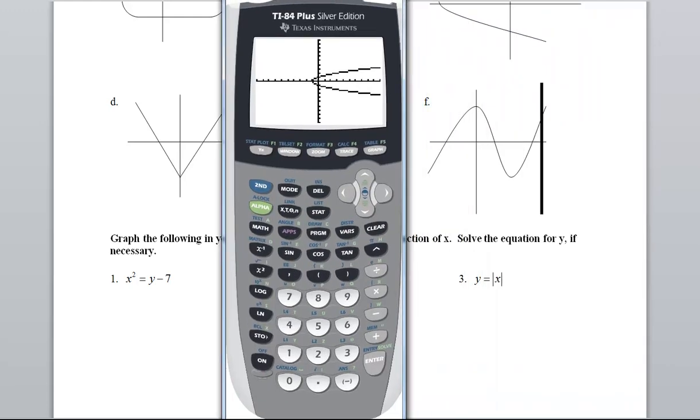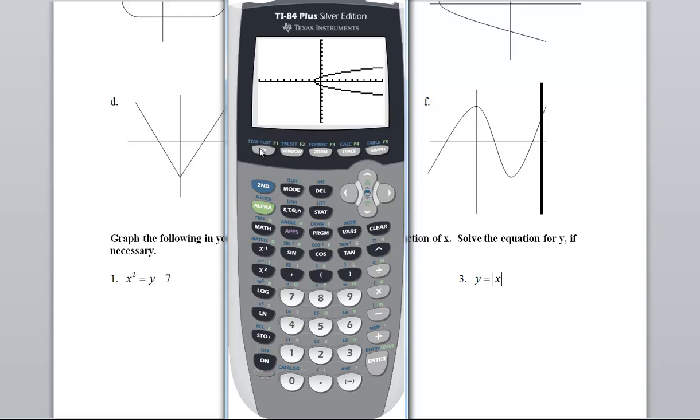Absolute value of x. Well, let's go back to y equals. Let me clear that one and that one. Remember, absolute value is under math, under number, and hit enter. So I had to go to y equals first, then go to math so I could paste it. Let me put my x in. Let me ask it to graph.